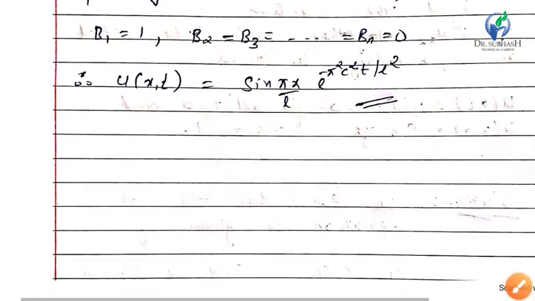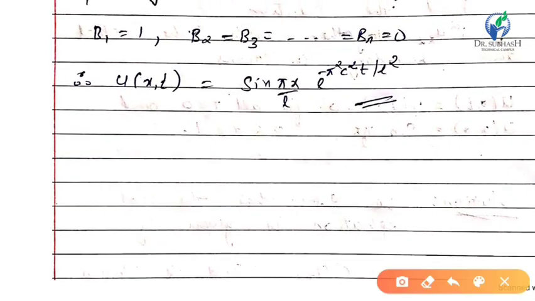Therefore, we can write u of x,t equal to, we will simply substitute the value of b1 as 1. So u of x,t will be equal to sin pi x upon L e raised to minus pi square c square t by L square. So this is the required solution for our given heat equation.